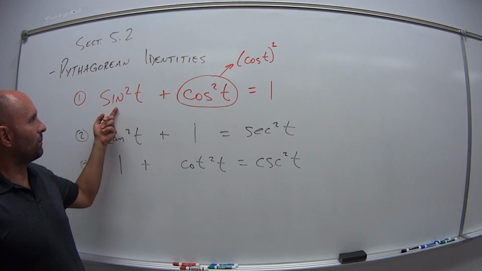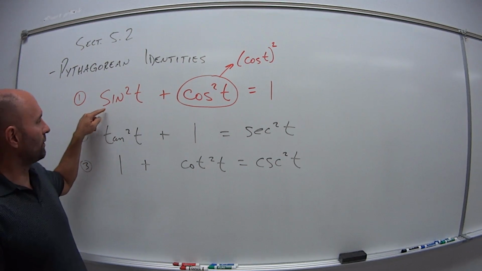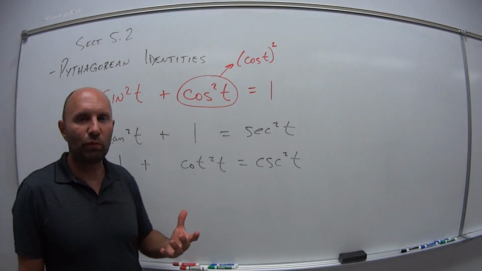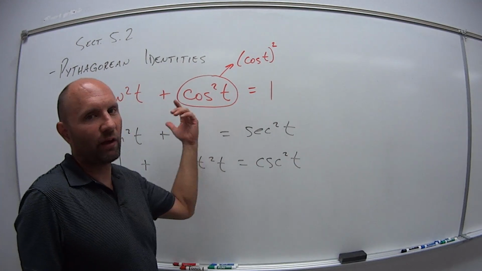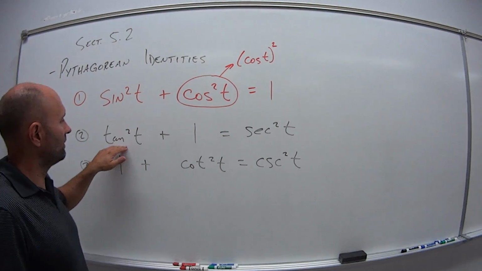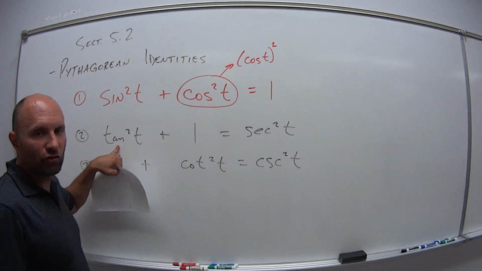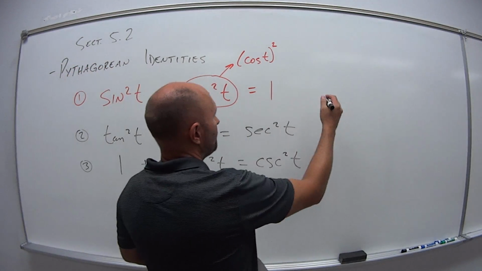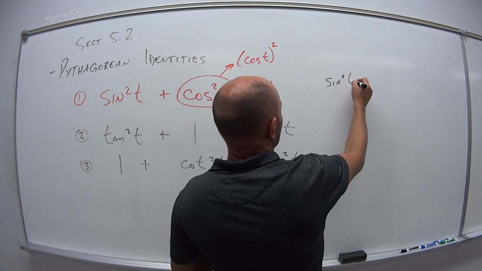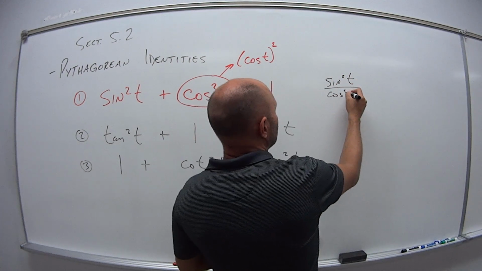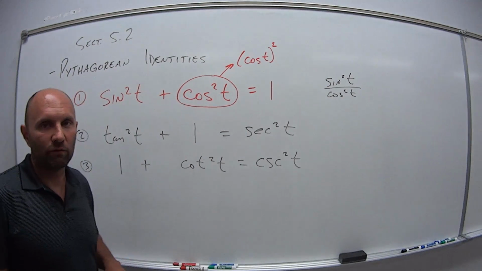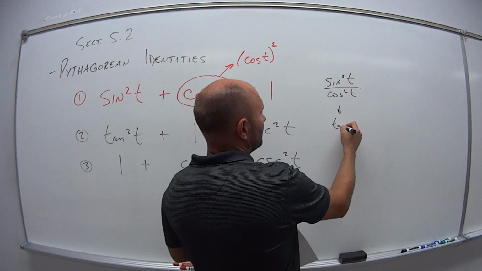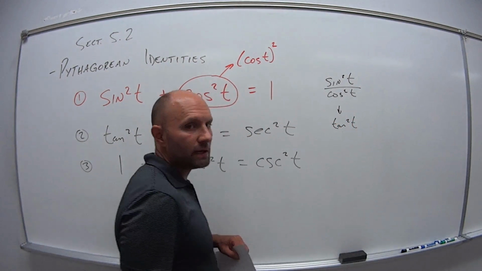For example, if I wanted to get from the first one to the second one, well, to get to tangent, let's say I'm given a problem that we're using tangent and we don't have sine or cosine. Well, we can get to this one because we know that tangent is just sine over cosine. So from this top one, if I have sine squared of t, if I divide it by cosine squared of t, well, this thing is really just what? This is tangent squared of t.